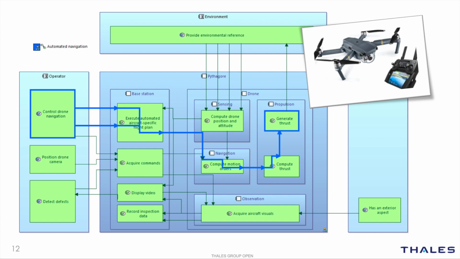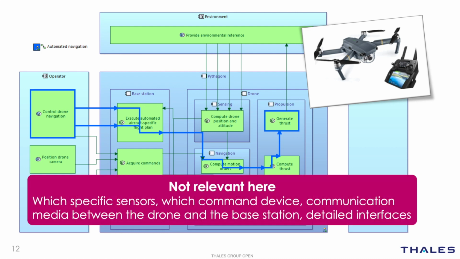The goal of this level of description is to give all stakeholders the same basic understanding of the solution: engineering managers, marketing staff, product line managers, design authorities, safety analysts. What is not relevant here is which specific sensors we're going to use, which command device, which communication media between the drone and the base station. We don't necessarily want to have the detailed interfaces here either.